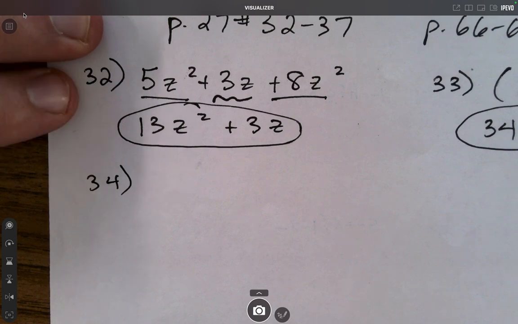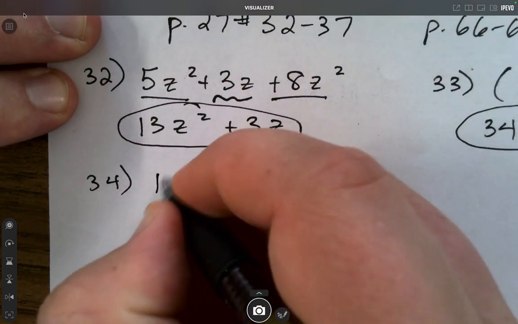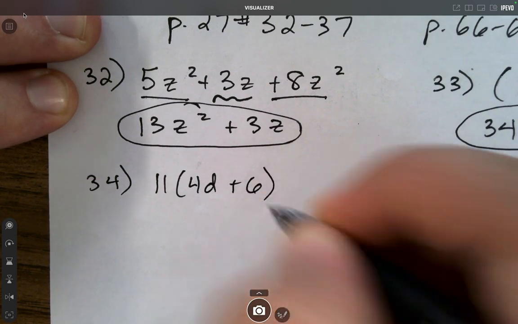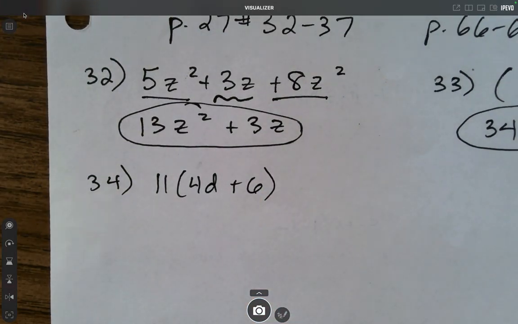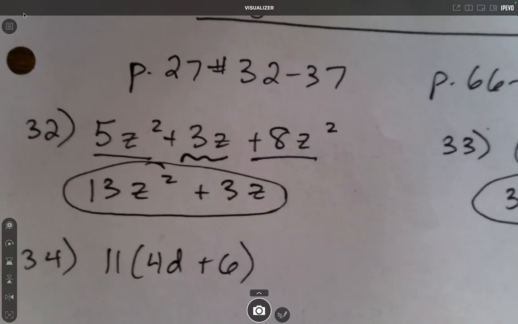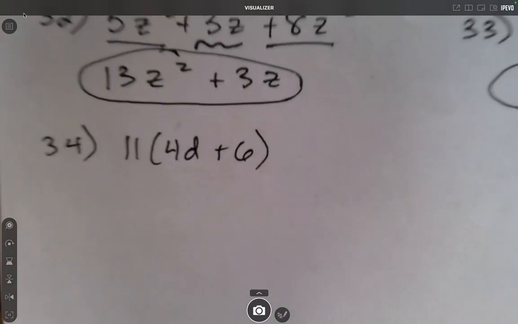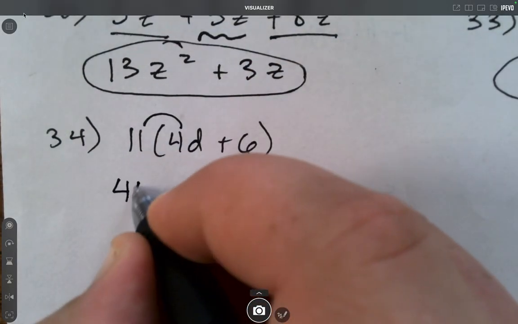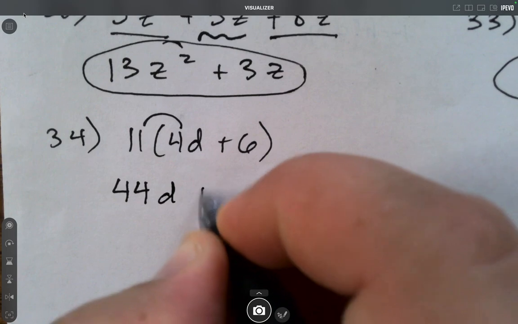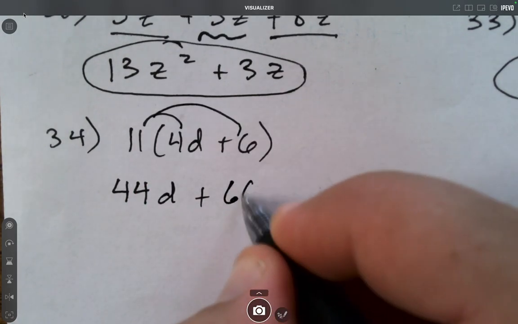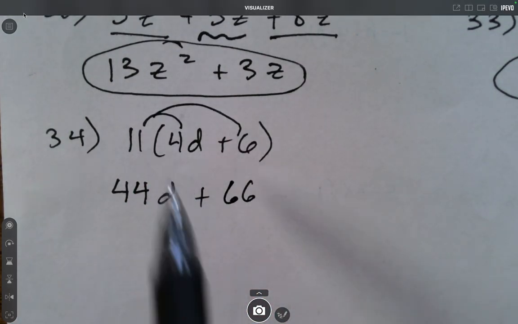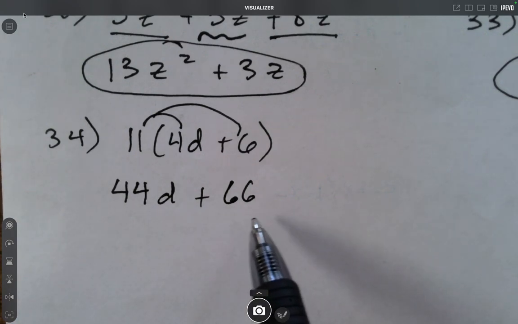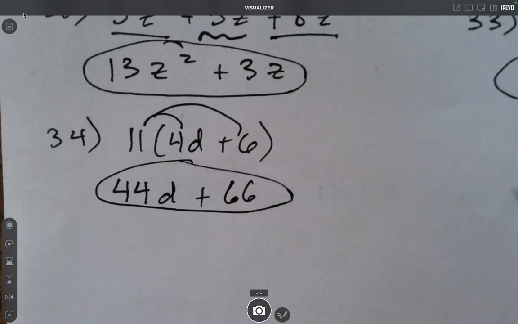34, we have 11 times 4d plus 6. So this is another problem where the distributive property is required. Zoom in a little more. Here we go. So we do 11 times 4d. 11 times 4 is 44, and we keep the d. And then 11 times 6, which is 66. Again, there's no way to combine those because this has a d, this does not, so they are not like terms.